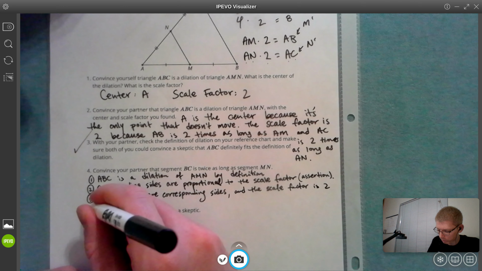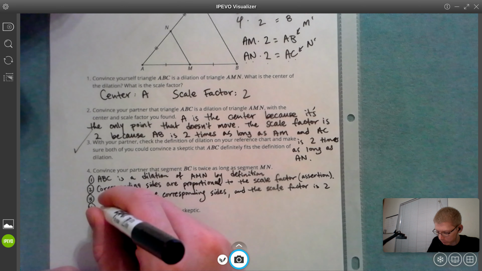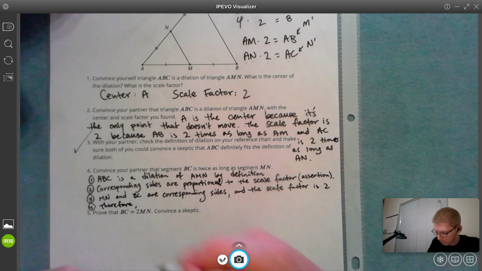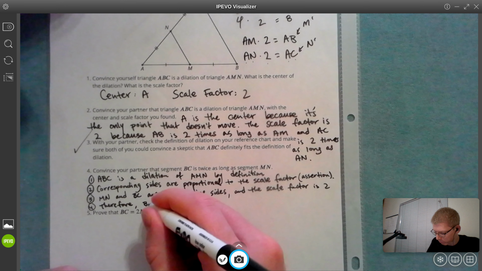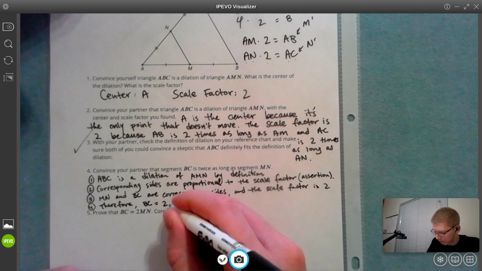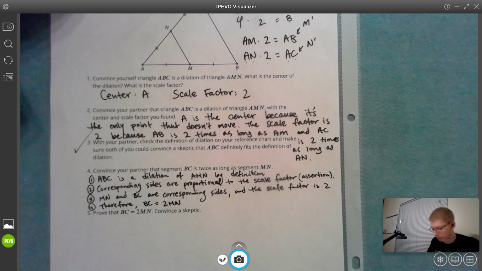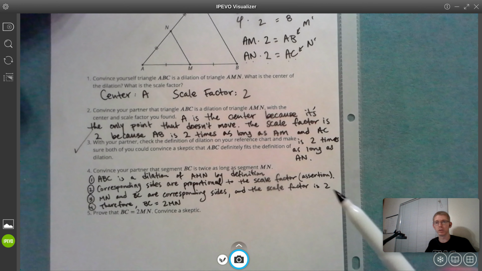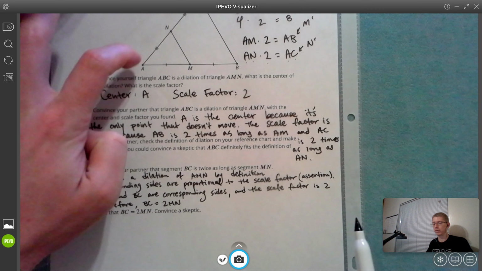So all of that to get, therefore, BC is twice the length of MN, because all lengths are proportional, not just, all corresponding sides are proportional, not just the ones that included the center of dilation.